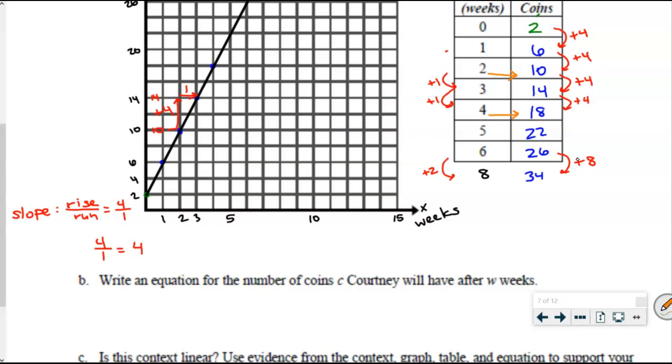Okay, so again, you're noticing something really important. How many coins do we have in the beginning? 2. That's just as important as recognizing that we're adding 4 each week. Take both of those pieces of information. Michael knows we're adding 4 coins each week. Weston knows we started with 2 coins. Put that information together and write an equation.